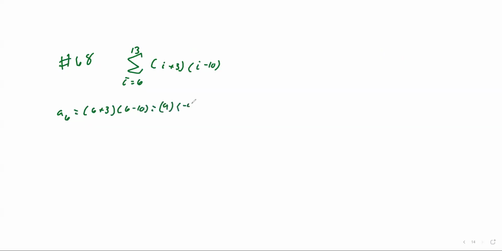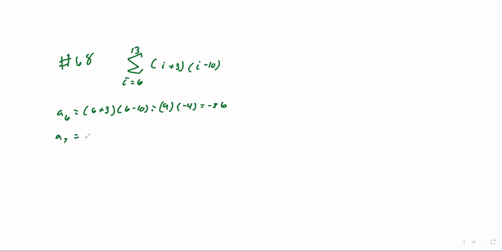Let's look at number 68. So we're given a sub i, or i equals 6, all the way to 13, and you're given i plus 3 and i minus 10. So again, I need to find 6 through 13. So a sub 6 would be 6 plus 3 times 6 minus 10. So that'd be 9 times negative 4, which will be negative 36.